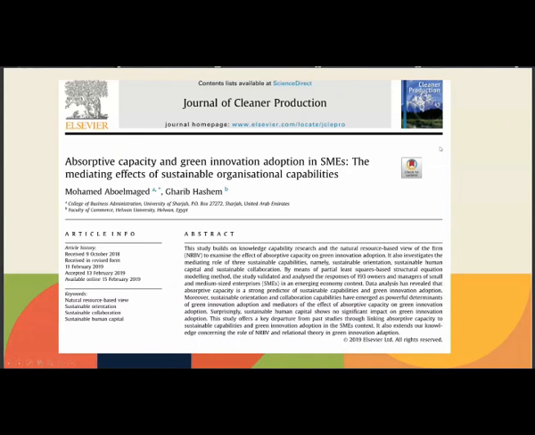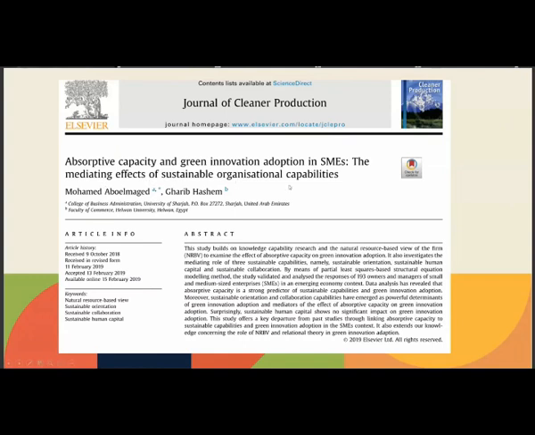So, for example, this is an ISI paper from the Journal of Cleaner Production. I am doing research on absorptive capacity in SMEs and so on. This paper is actually a very recent paper. It was published in 2020 and accepted in 2019. This paper talks about absorptive capacity and green innovation adoption in SMEs, the mediating effects of sustainable organizational capabilities.